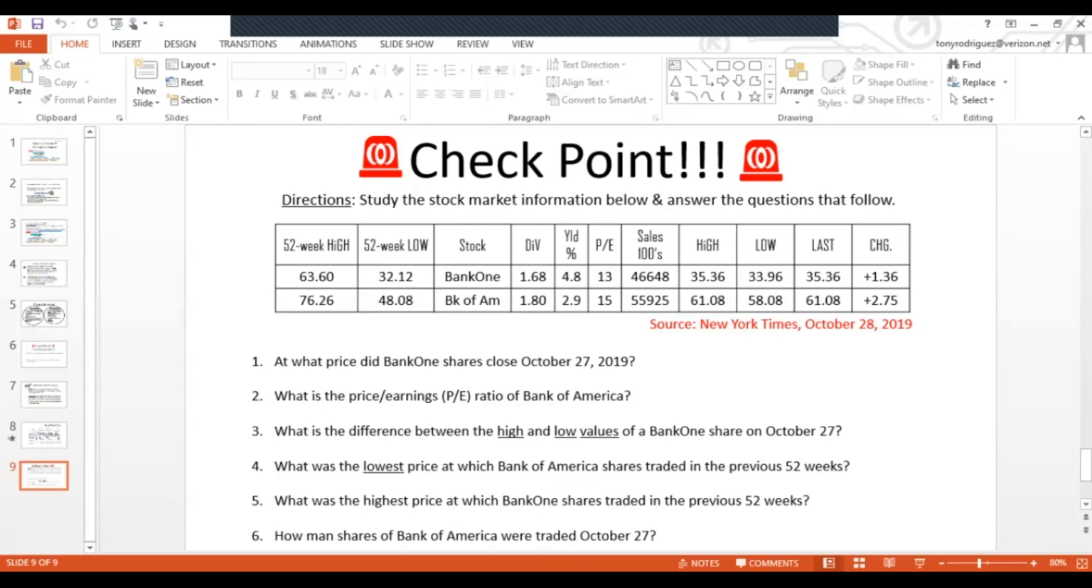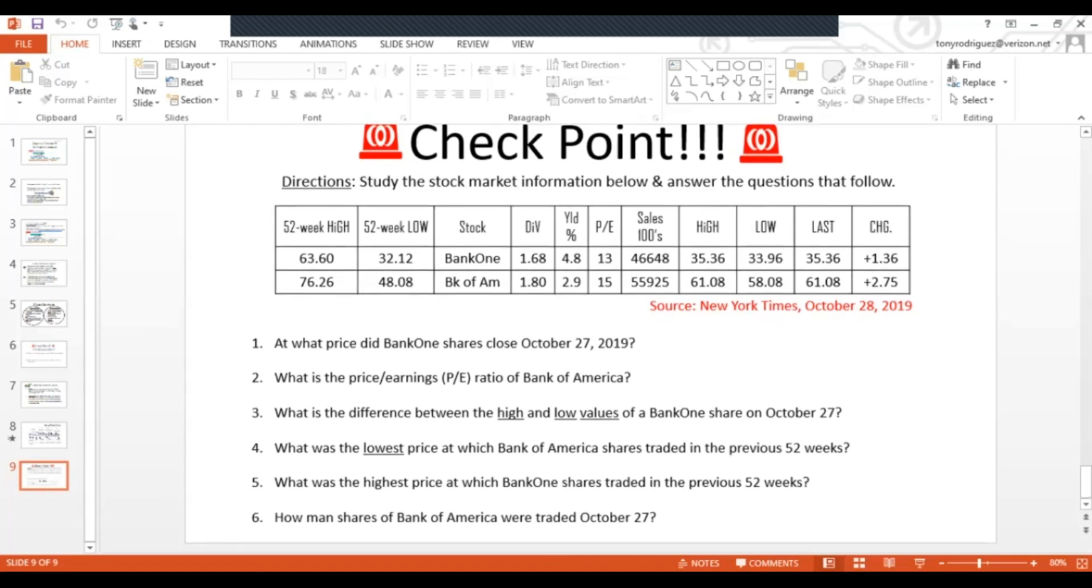I need to tell you some information while you do that. Include this in your notes. You don't have to copy down this chart, but you do have to answer these 6 questions. So include this in your notes that you're submitting to me. You're going to study the stock market information below and answer the questions that follow.